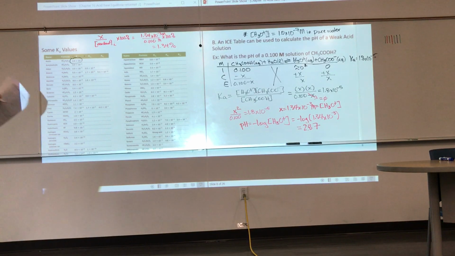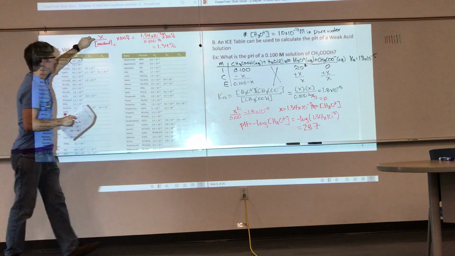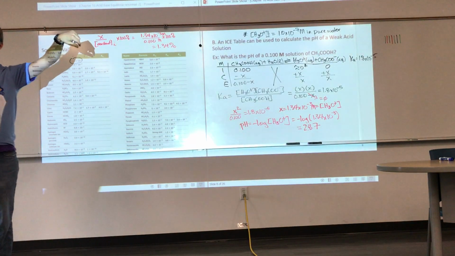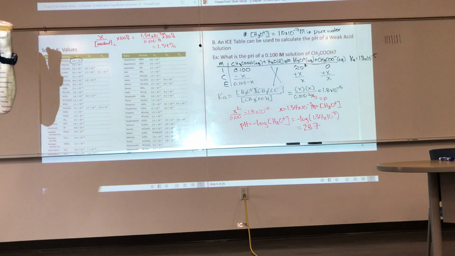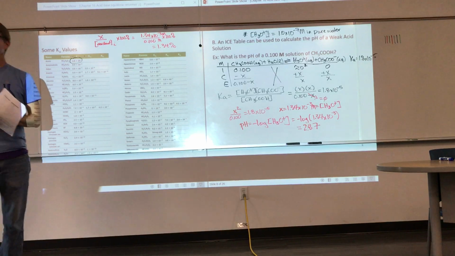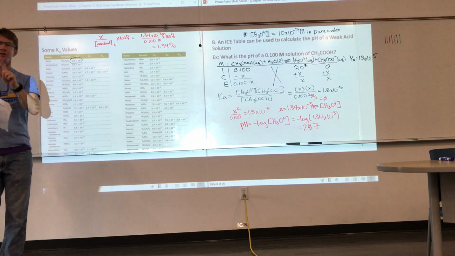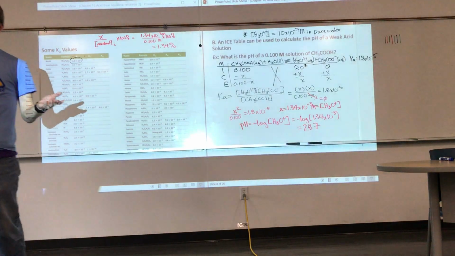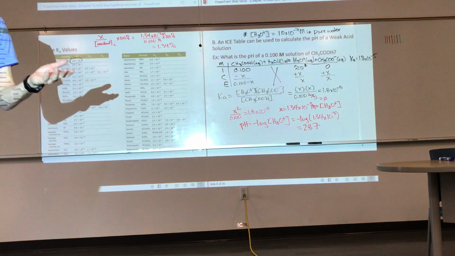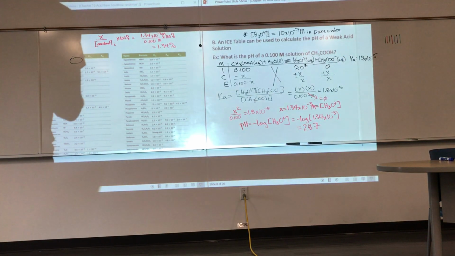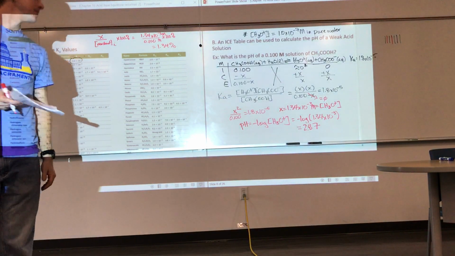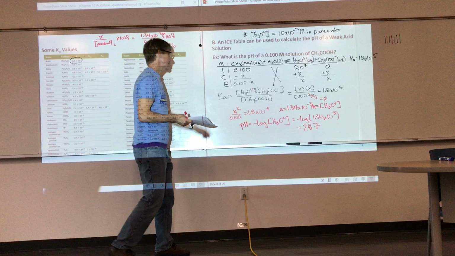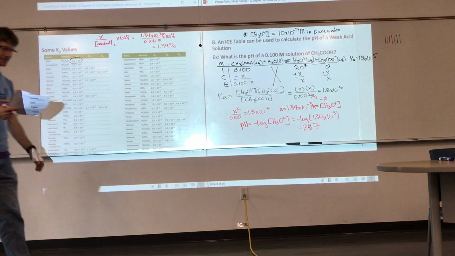So if X is less than 5% of the initial concentration, is that true for all problems? Yes. If it is not true, if you get here and it is more than 5%, what do you have to do? Do the math. Solve the quadratic equation. This one, no, there would have been a quadratic to solve there. It's not a perfect square.